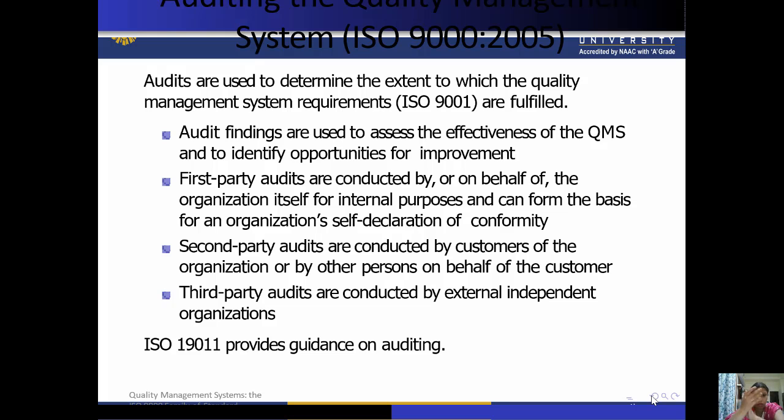There are three types of audits. First party audits are conducted by the organization for itself, for internal purposes. Second party audits are conducted by the customers of the organization or by other persons on behalf of customers. In third party audits, an external independent organization may audit your organization. All the guidelines related to the auditing system are given in ISO 19011.